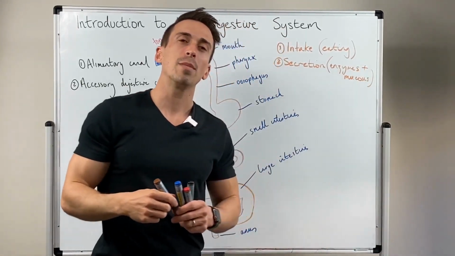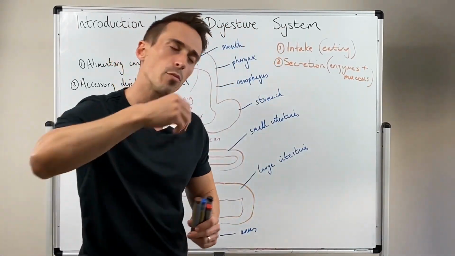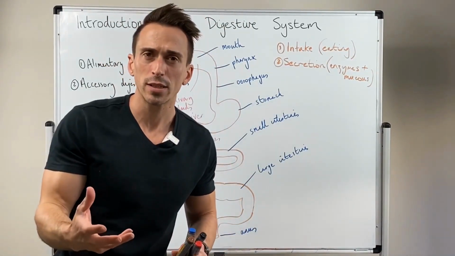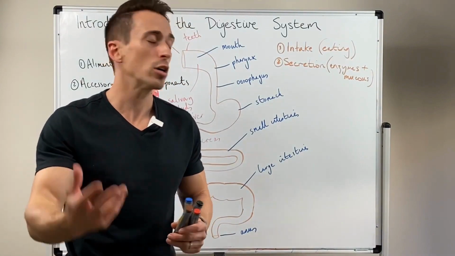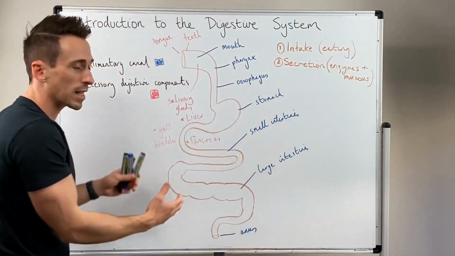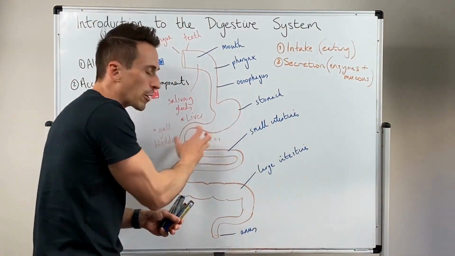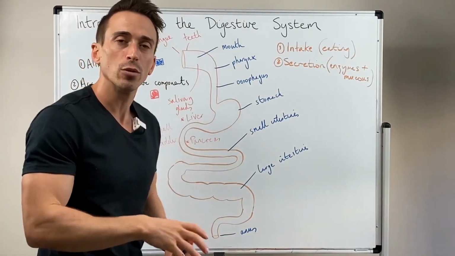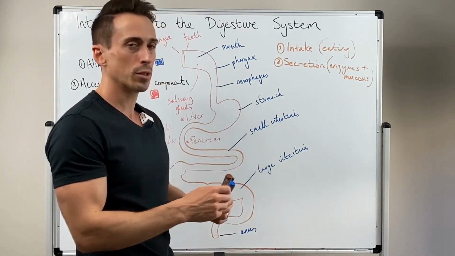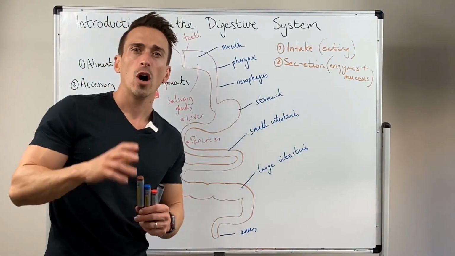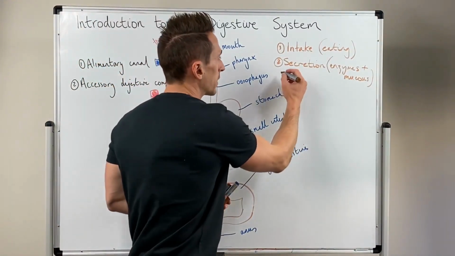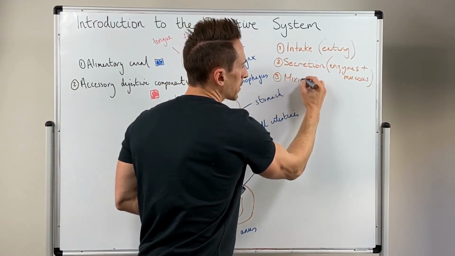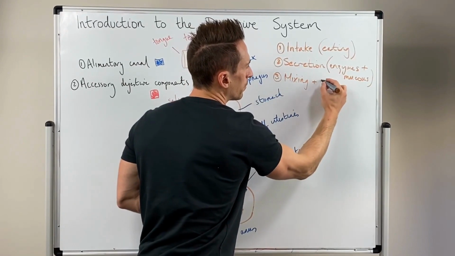Now, these enzymes can be digestive enzymes, for example, things that break down proteins, fats, or carbohydrates. And the mucus is obviously an extremely important structure because we're going to have substances moving through this alimentary canal. There's going to be friction in this environment, and we don't want to damage the cells of that tissue. So mucus is also very important. Another important function of the digestive system is mixing, in actual fact, mixing and propulsion.